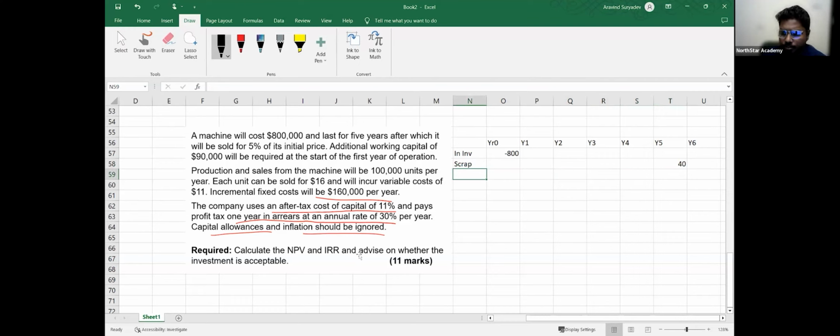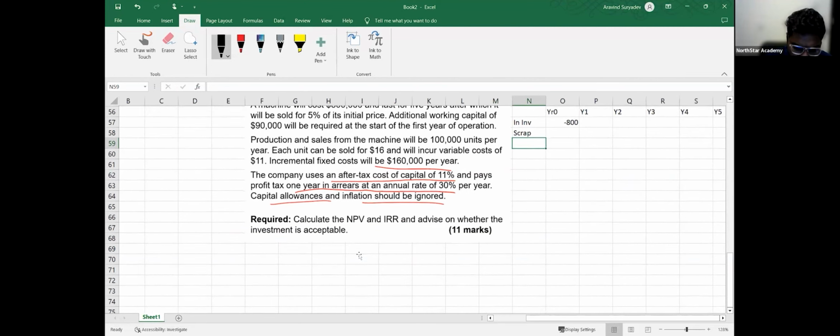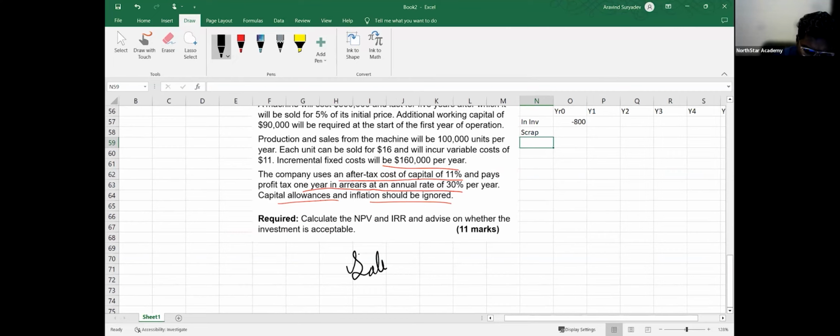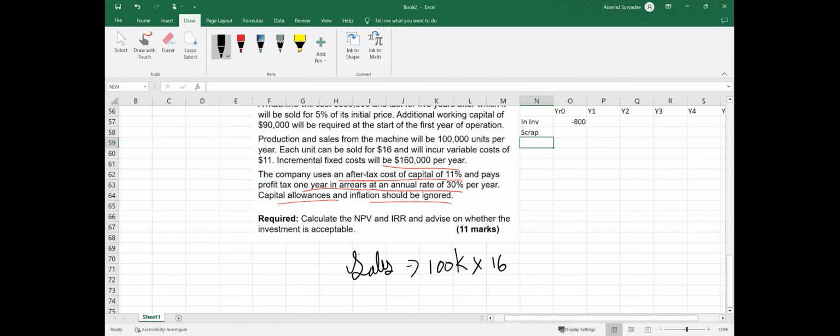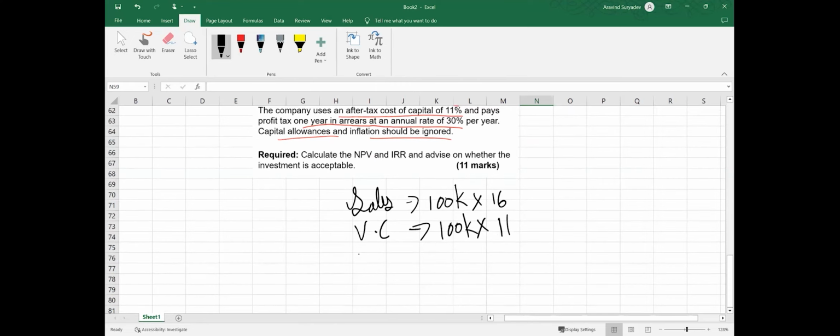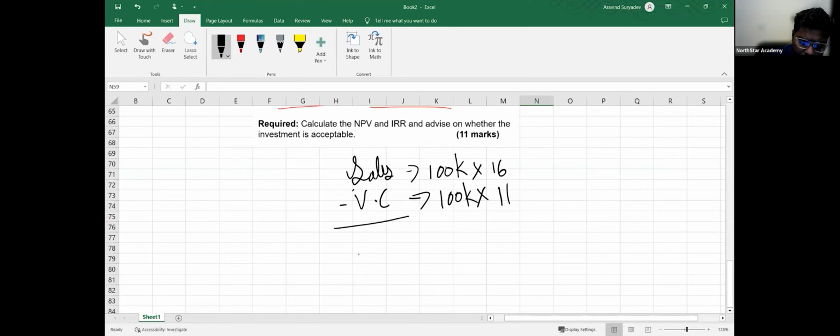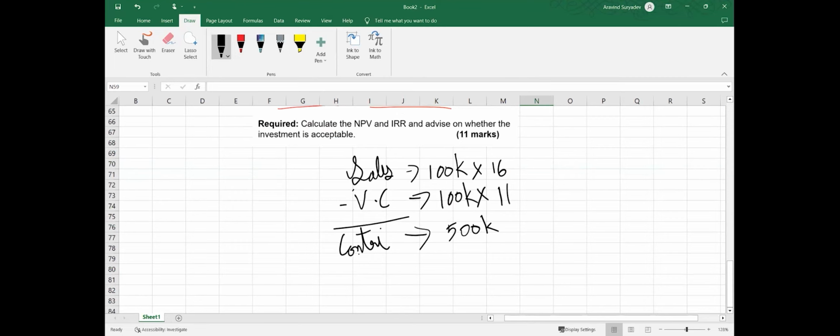What are the cash flows here? Every year there is sales. Separately I'm going to mention this so that we only need to take the main values to the table. Sales is 100,000 units at $16 selling price. Is that right? And variable cost is 100K multiplied by $11. You guys know the idea of contribution: $5 per unit, which means effectively 500,000. Is that right? Yeah.